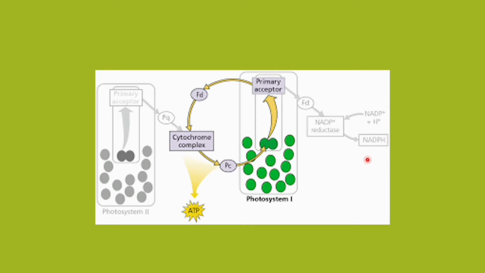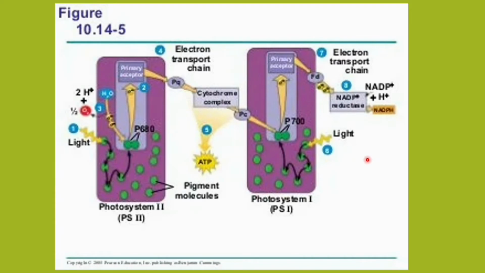Third statement, primary electron acceptor of photosystem 1 reduces NADP and yields NADPH. That is correct. It is given in the resource book as well, and you can see in this diagram. So NADP is reduced and NADPH is formed. The fourth statement, photosystem 1 gets electrons from splitting of water. That is wrong. So here splitting of water occurs in this stage. So the electrons will actually be gained by the primary electron acceptor of photosystem 2. So the splitting of water, this step is related to photosystem 2, not photosystem 1.